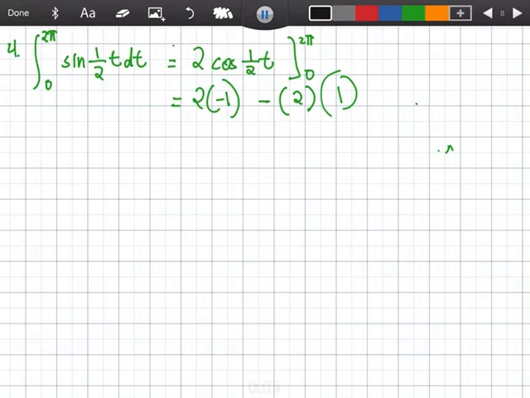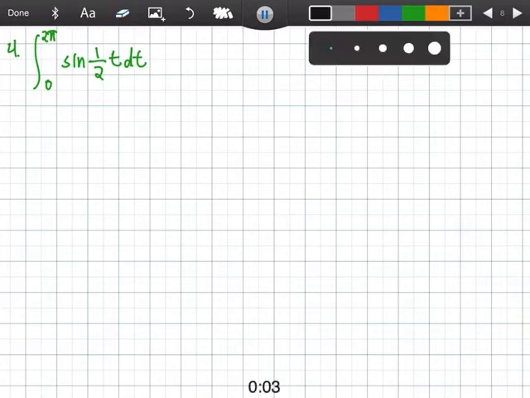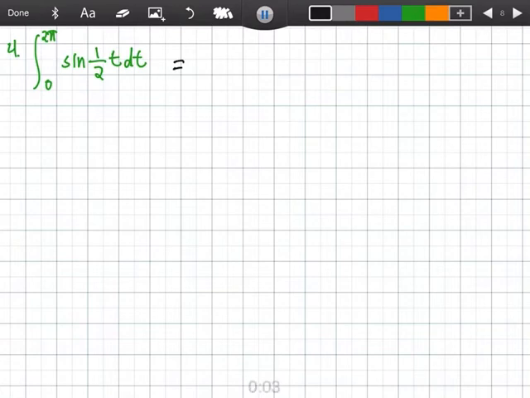Okay. Next, we have number 4. Okay, so for number 4, the integral of sine 1/2 t dt from t is equal to 0 to t is equal to 2 pi. So, gagawin ulit natin. Integrate natin yung sine 1/2 t dt. Integral of sine is negative cosine. So, cosine 1/2 t over 2. Ay, hindi. Times 2 pala.